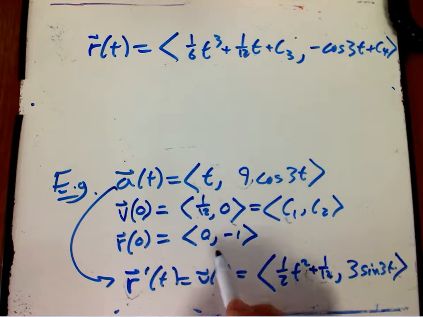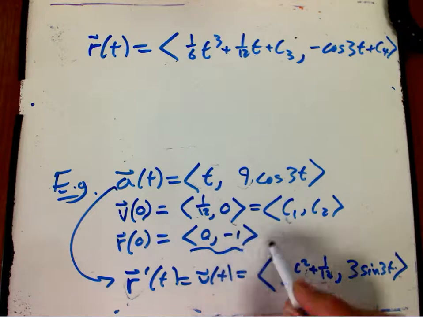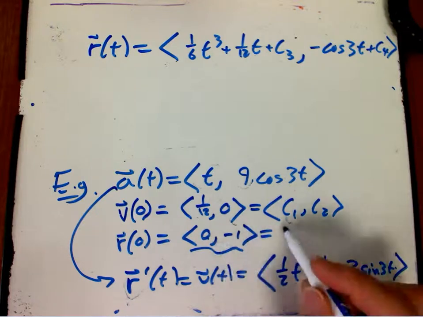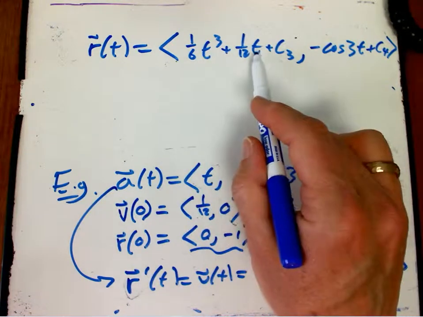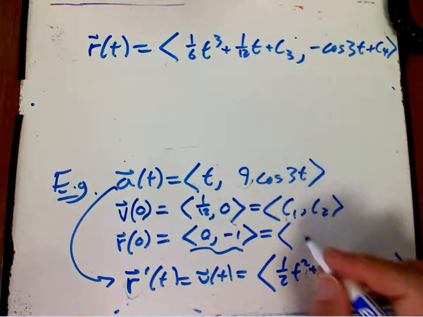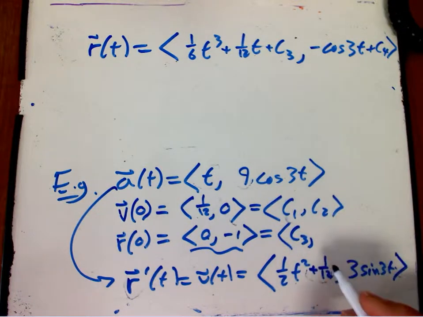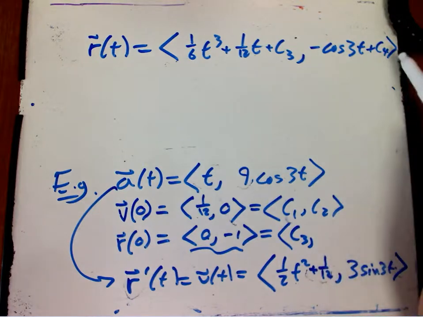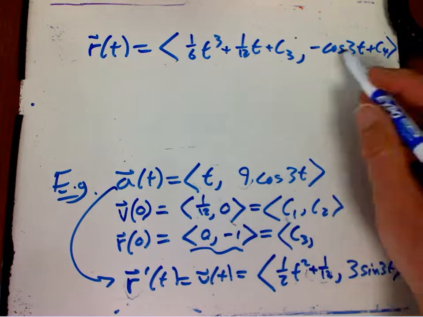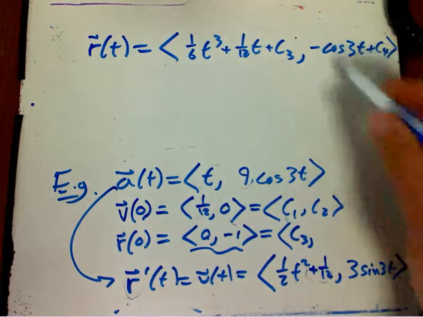And here, okay, I'm going to plug this in. So 0, minus 1. Again, this is 0, it equals 0. And so you just get c3. So c3 happens to be 0. And minus 1 is, cosine 3t when t is 0 is actually minus 1.